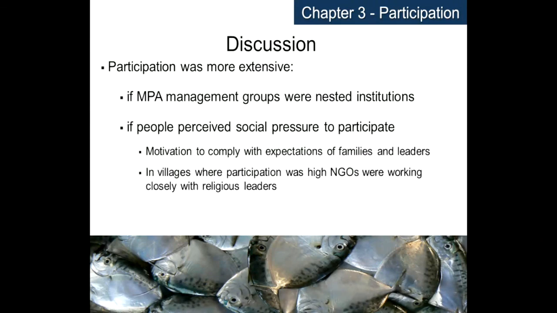So participation was also more extensive if people perceive social pressure to participate, and this is the normative beliefs thing. This is likely to have been important due to strong motivations of people to comply with the expectations of their families and leaders, because Indonesian society is fairly family orientated and quite hierarchical. So in villages where participation was high, these NGOs were capitalising on this and working quite closely with leaders, particularly religious leaders.